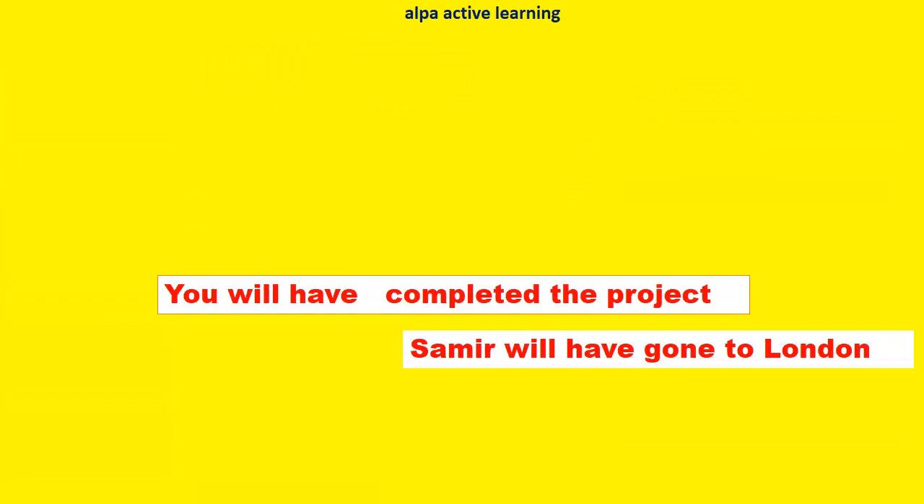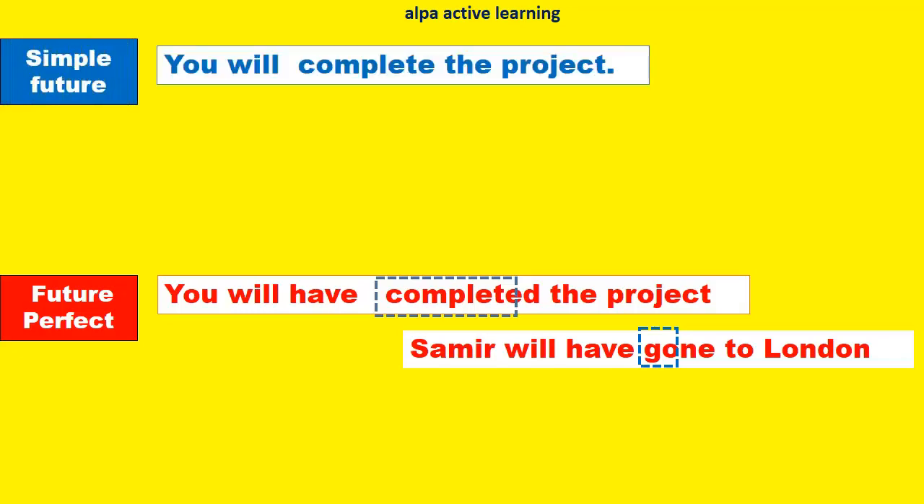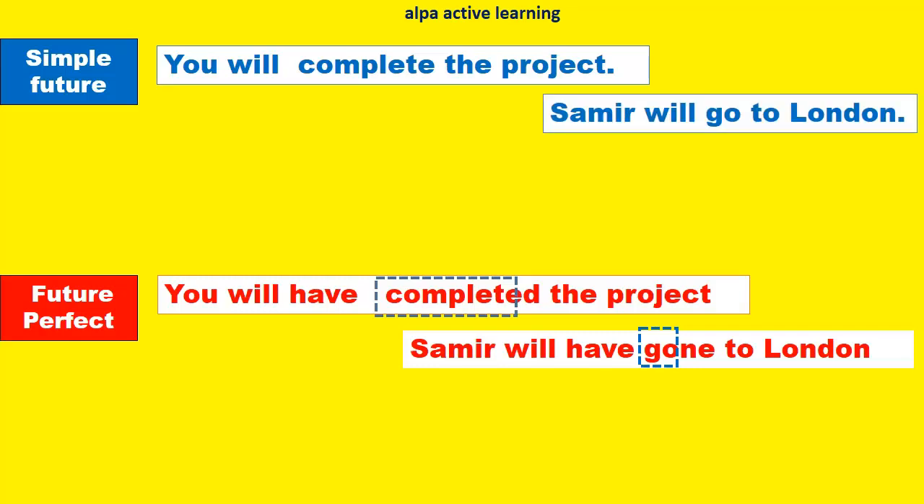You will have completed the project. And the second, Samir will have gone to London. Think. Yes, it is will and have completed. So it's a future perfect tense. So now let's convert to simple future. So first, find out the base word: complete. Second is go. So now for simple future, the rule is will and verb. So you will complete the project. Now Samir will go to London.